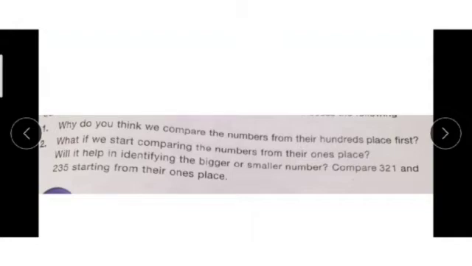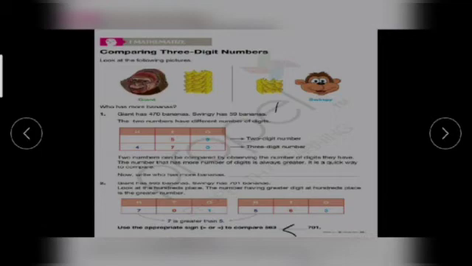Now next, children, here we have compared the 3-digit numbers. You have to draw these on the Dienes blocks and cross check your answer. In the previous session, we learned how to draw the Dienes blocks. You have to draw here and compare your answers.